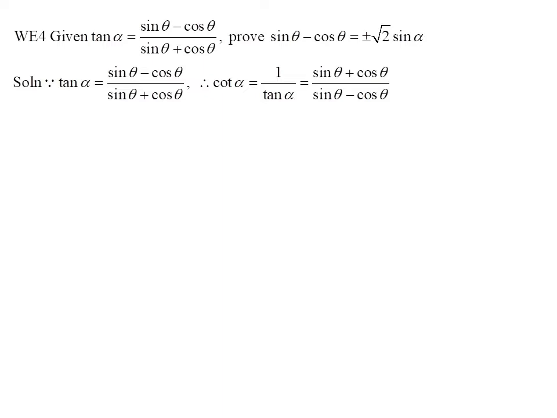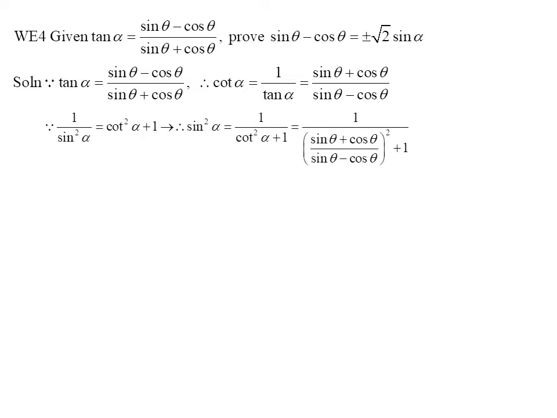Since the reciprocal of sine squared alpha equals cotangent squared alpha plus 1, this is the direction which leads our proof. We start by expressing cotangent alpha, which is the reciprocal of tangent alpha. Hence, sine squared alpha equals 1 over the sum of cotangent squared alpha and 1, which equals the reciprocal of the sum of the ratio (sine theta plus cosine theta) to (sine theta minus cosine theta), squared, and 1.